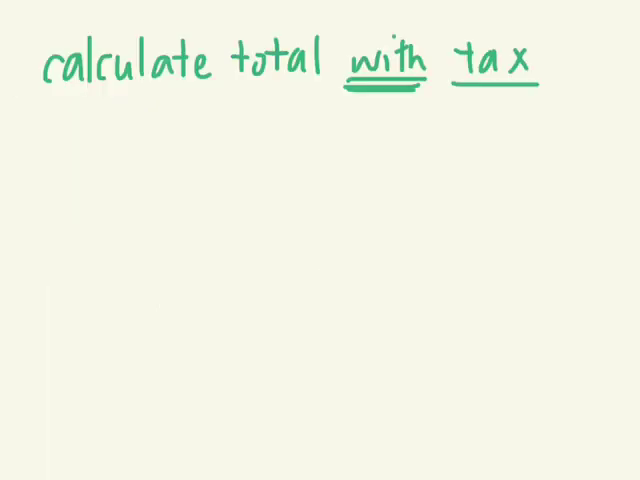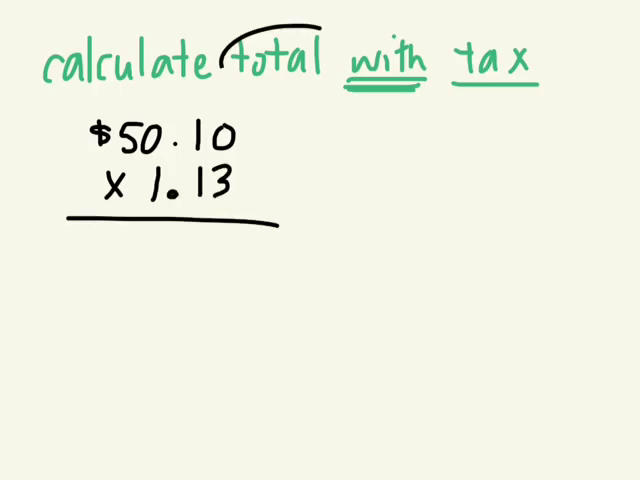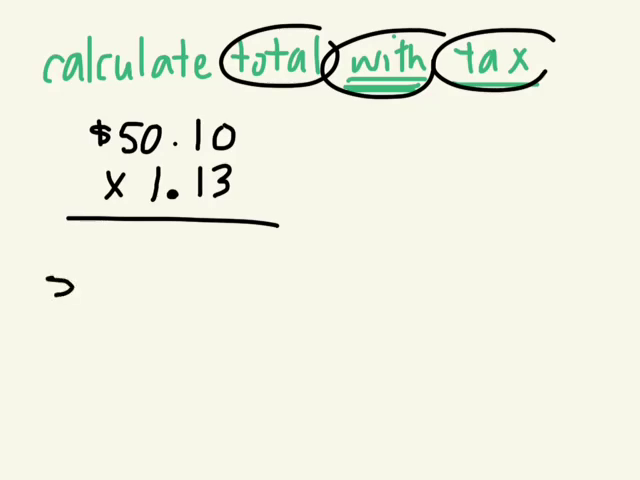$56.60. Okay, so there's another method. The item cost $50.10 on sale, right? Earlier, I just showed you how to calculate tax and then you add it all together. We can do this all in one shot. Instead of multiplying it by 0.13, you can multiply it by 1.13. That's going to give you the total with tax all together.